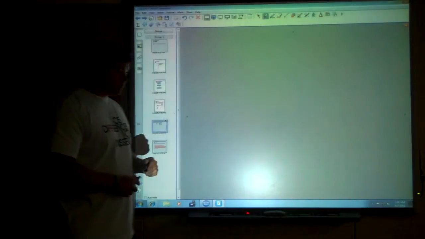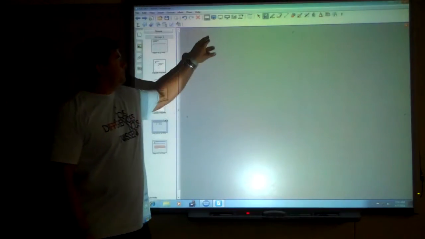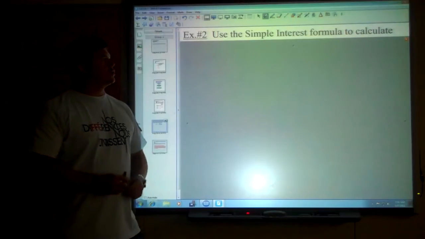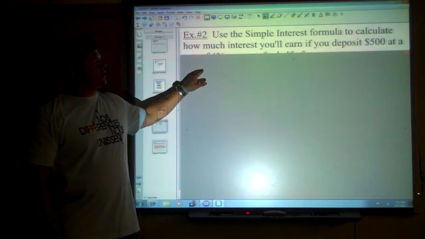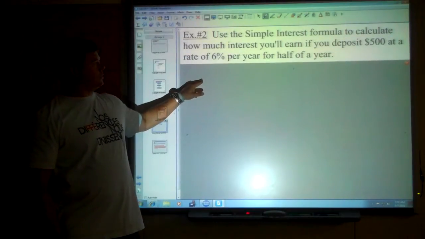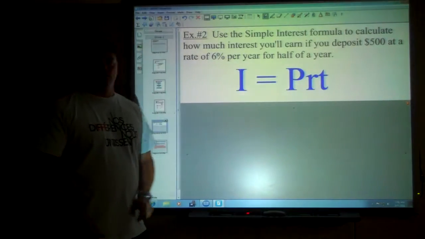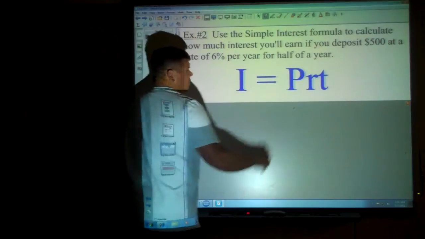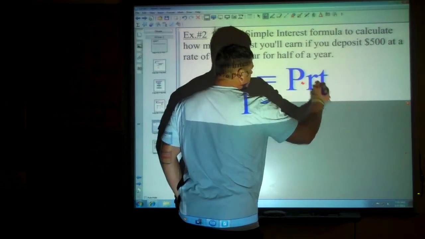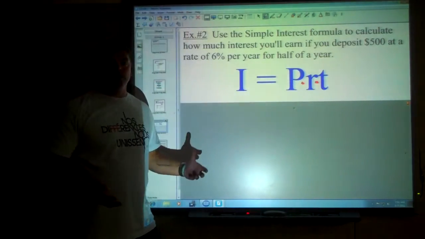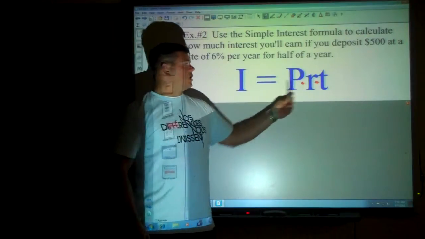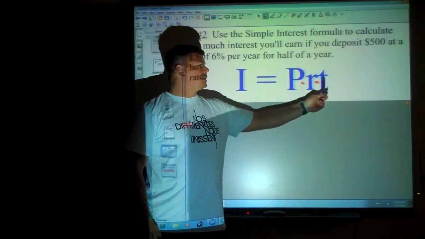And the last problem, last example: use the simple interest formula to calculate how much interest you'll earn if you deposit $500 at a rate of 6% per year for half a year. This is the simple interest formula. You have multiplication in between here because there's no operation sign visible, so we know it means multiplication. I equals P times R times T.